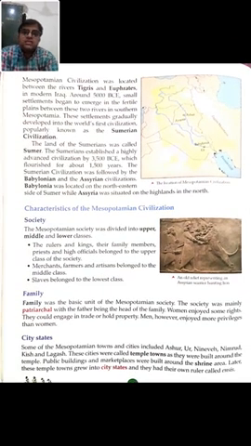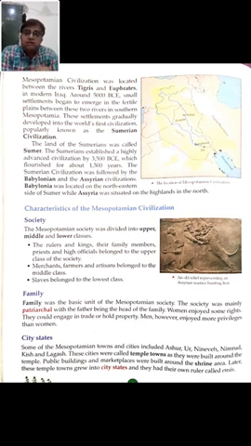Then characteristics of the Mesopotamian civilization. The characteristics of Mesopotamian civilization are as follows. Society. The society was divided into upper class and lower class. In the upper class, the rulers and kings and their family members, priests and high officials belonged, and in the middle class, merchants, farmers and artisans. Then last, in the lower class, slaves belonged.